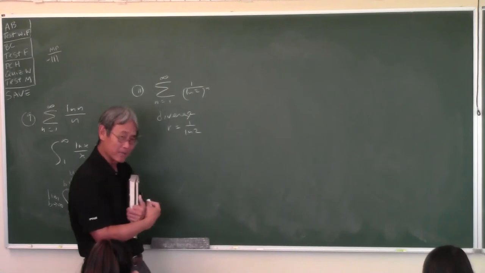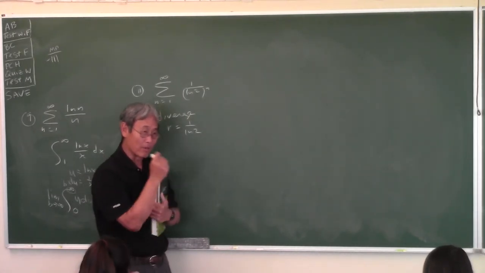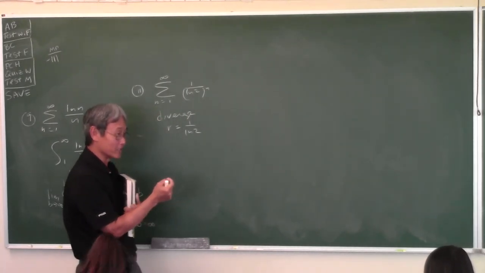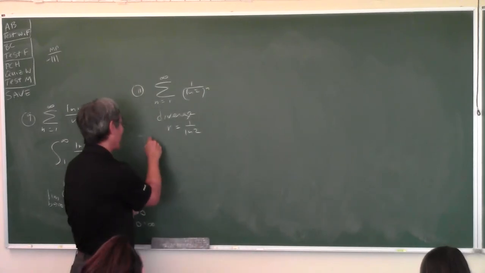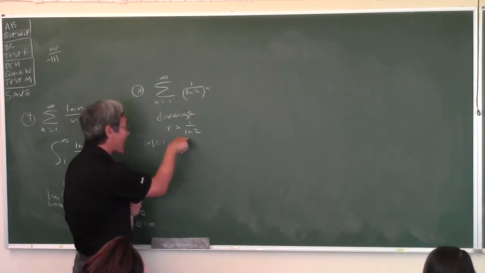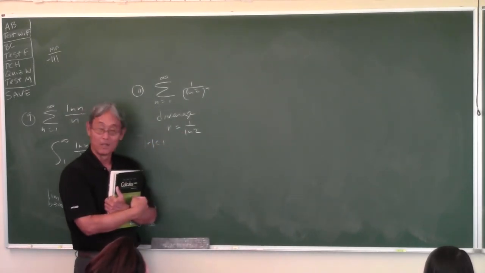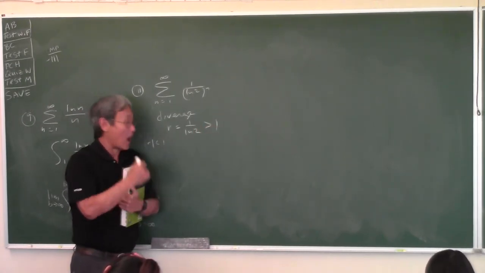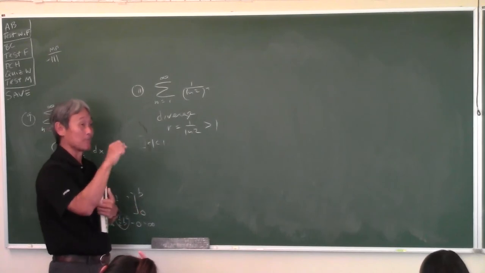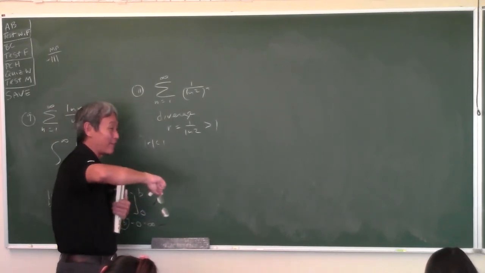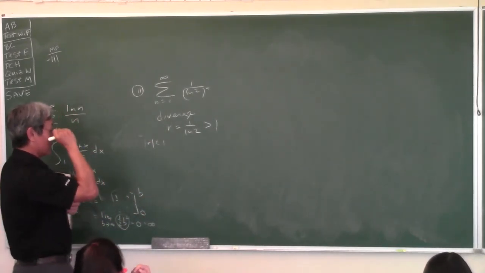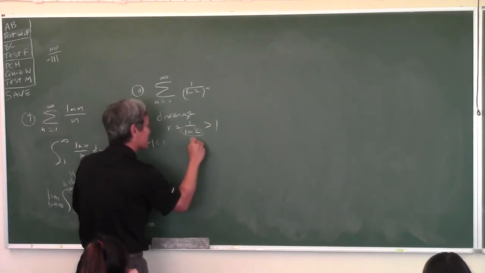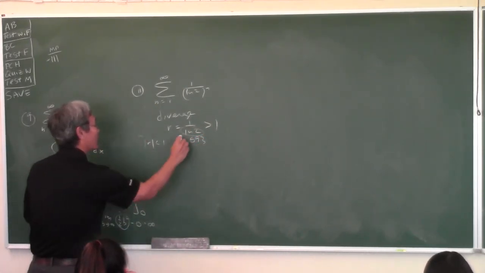One over natural log 2. Is that between -1 and 1? Remember, the only time a geometric series converges is if the absolute value of r is less than 1. No, this is bigger than 1. That's why it diverges. Natural log 2 is smaller than 1, and when you divide by a fraction, it gets bigger. This is 0.693.